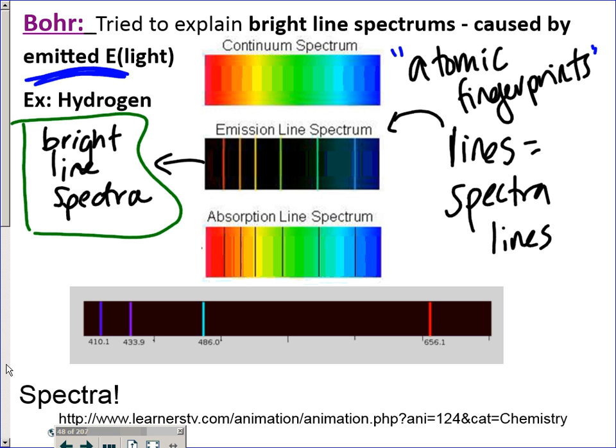Can you figure out why they call it that? What are these? A bunch of bright lines. Okay, and so we will actually do a lab with this tomorrow, most likely, which will let us see these bright line spectra for different atoms, different elements. But Bohr's model is based on us being able to explain these bright line spectra.